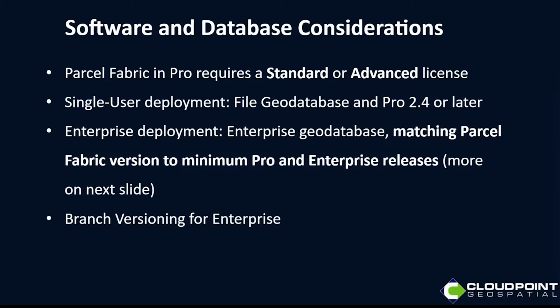Okay, so a few considerations with your software and database. Parcel Fabric in Pro requires either a standard or advanced license. For a single user deployment, you will use a file geodatabase. For an enterprise deployment, you'll use an enterprise geodatabase, which will match up with a Parcel Fabric version and a minimum Pro version and enterprise version as well. We'll look at that a little bit more in detail on the next slide. And also branch versioning is required for the enterprise environment.